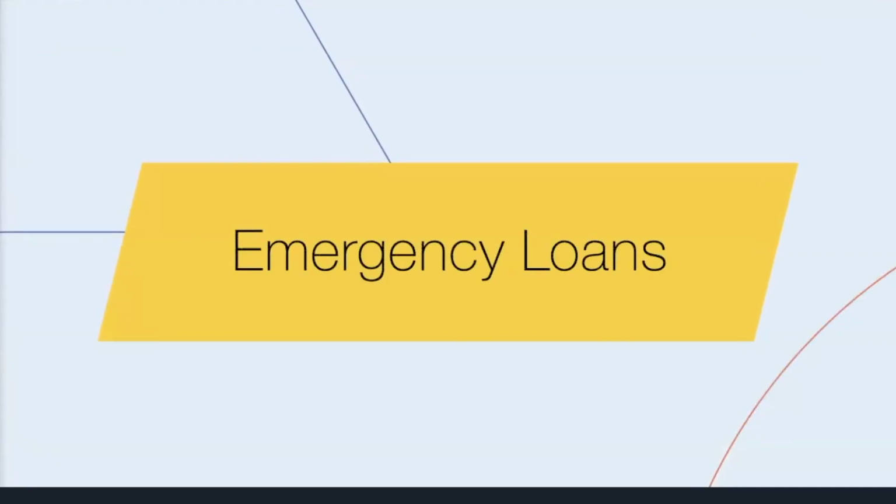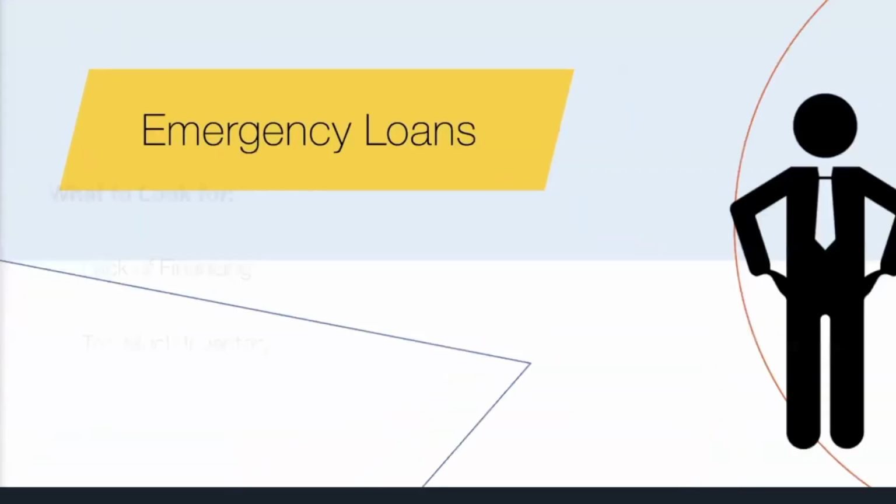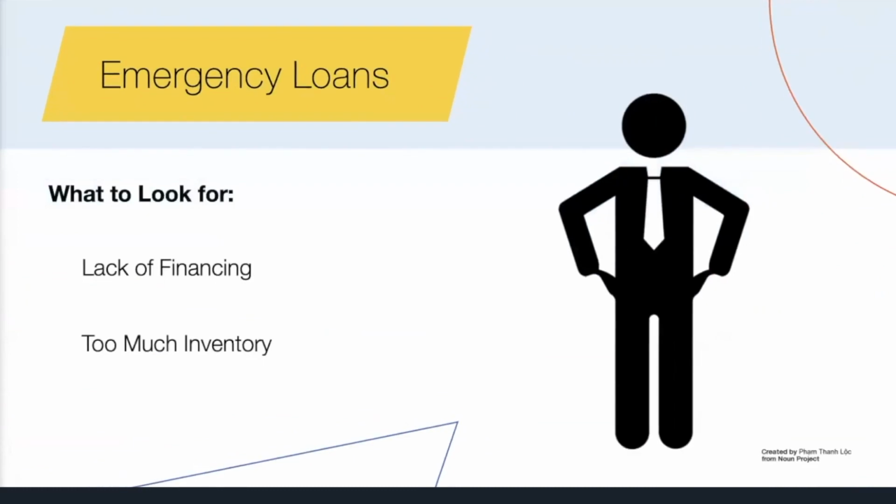When you see an emergency loan, for you or for one of your competitors, it's important to evaluate the reasoning. There are 2 main culprits for emergency loans: lack of financing, making operational investments without properly funding those efforts, and too much inventory, companies producing more than they can sell, resulting in unexpected and expensive inventory carrying costs. Let me show you what these look like in the report.